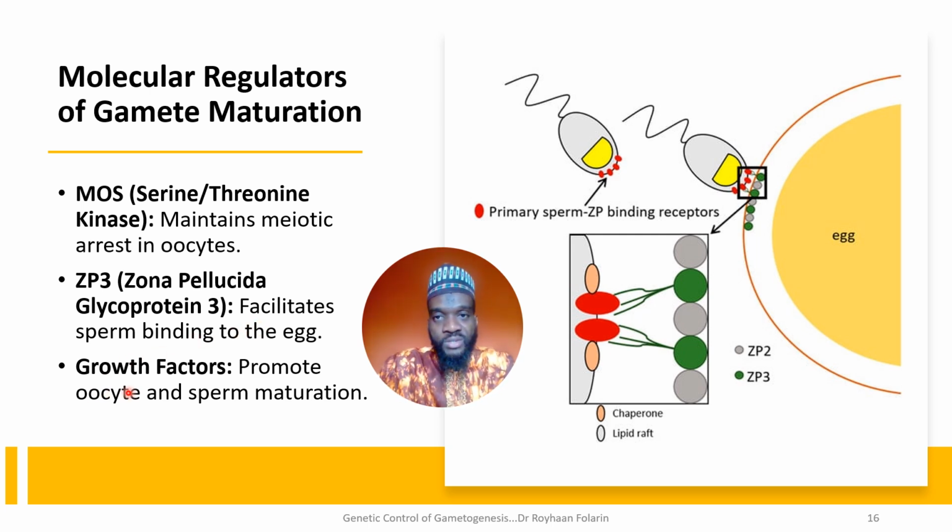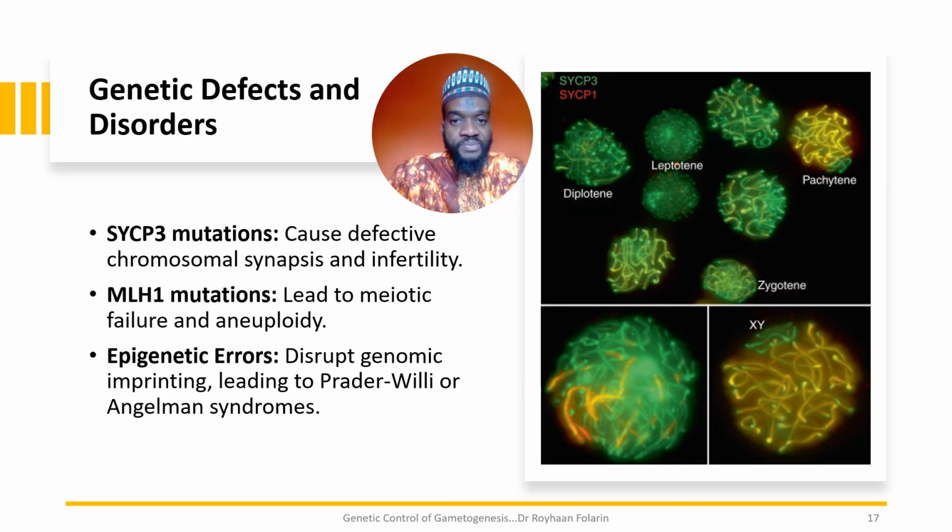So various growth factors also support the development and maturation of gametes by promoting cell division and differentiation, some of which we have noted. So you have all of this interplay going on here. So there are a number of genetic defects and disorders that could arise whenever things go wrong. So genetic and epigenetic defects can severely impair gametogenesis, thus leading to a range of reproductive and developmental disorders.